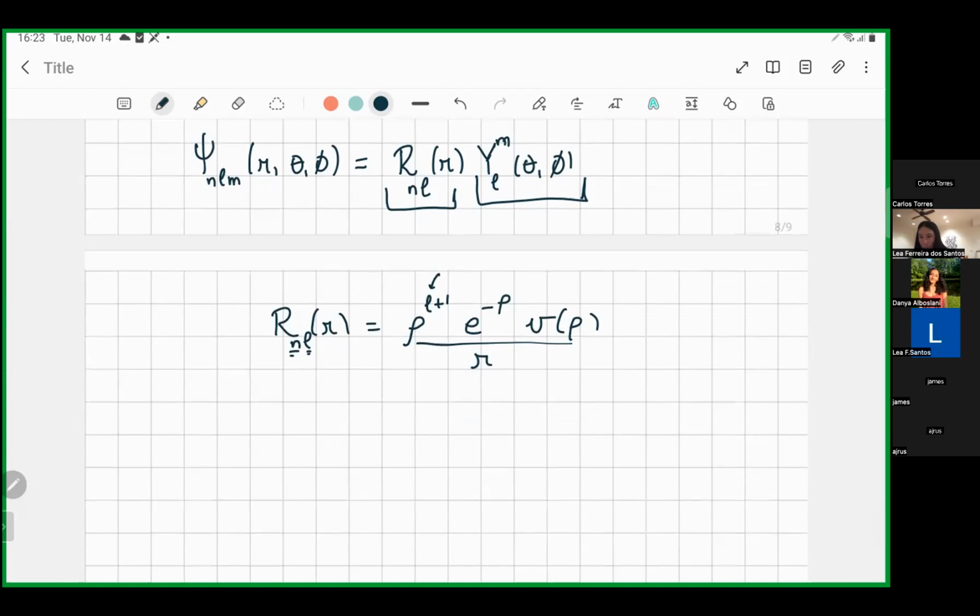So now it's names, okay? But n is what we call the principal quantum number. These are names, but it's important to know that they exist. What are they about? Well, they give us the energy.